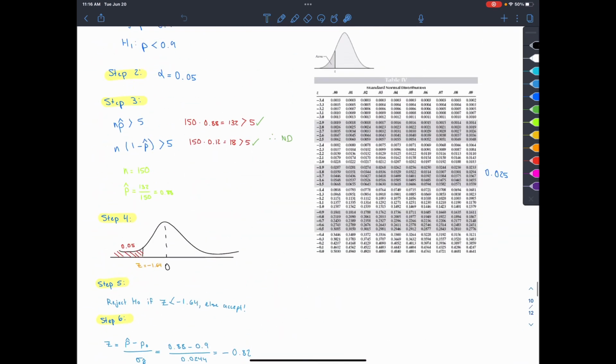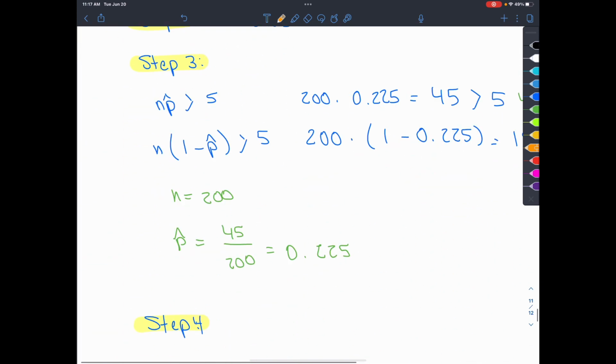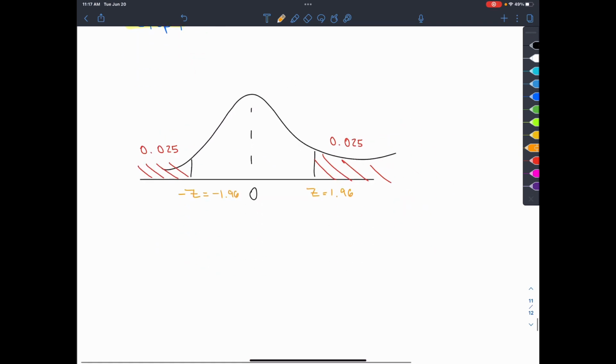So what that means is we're going to go to the table here. We're going to look for the number closest to 0.025. And if you look close, you can see right here at the intersection of negative 1.96, that is as close as we get. So 1.96 is our z value. So if we come back down here, we can say this is negative 1.96, and therefore the positive is going to be positive 1.96.